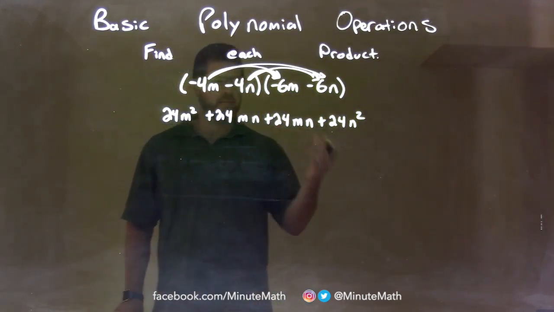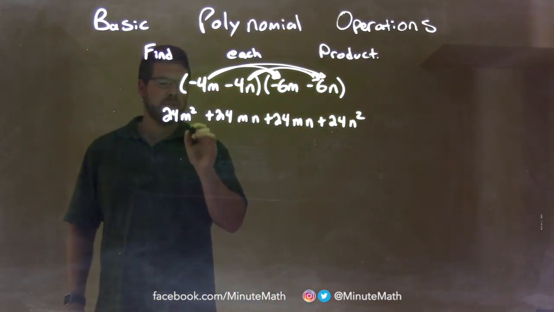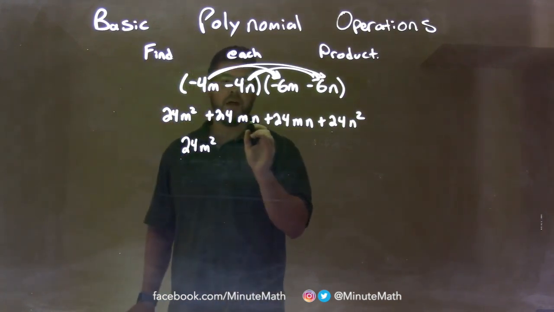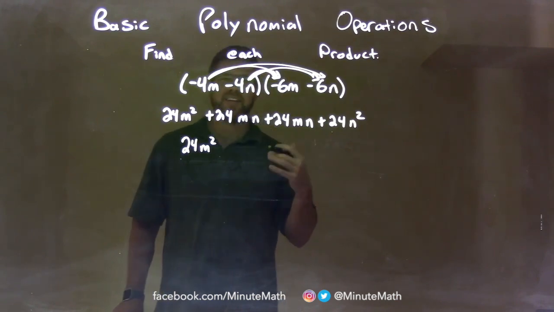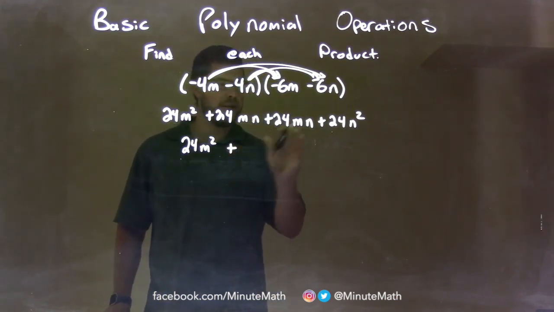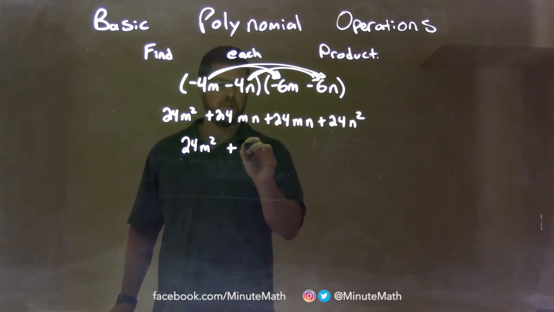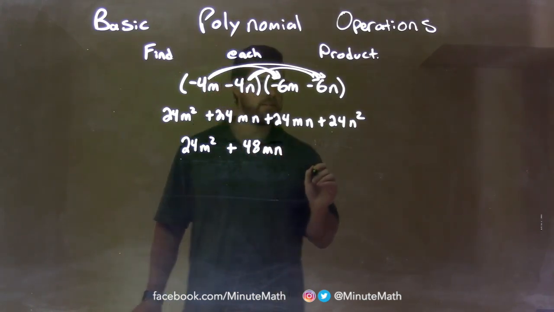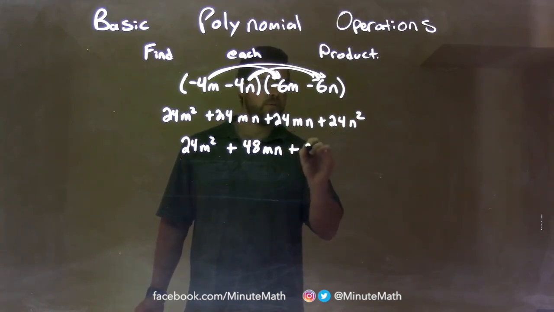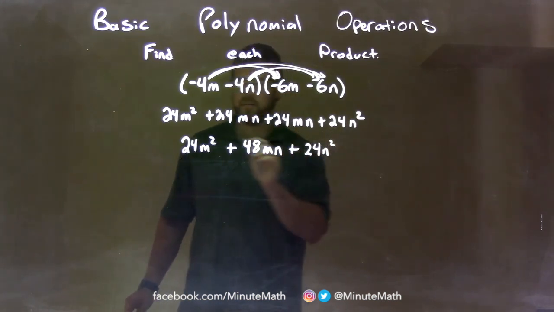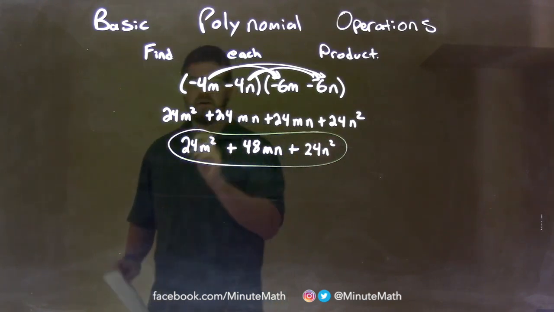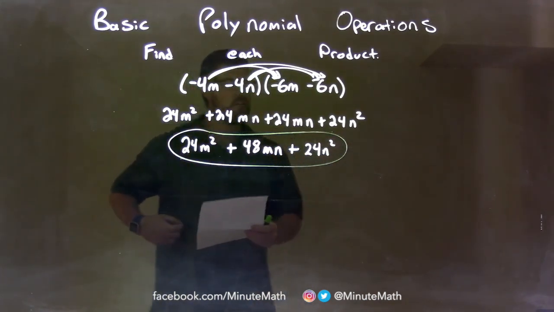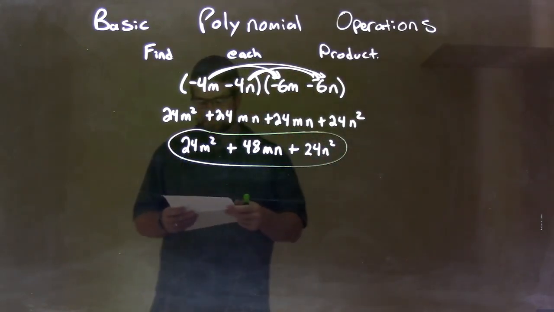So now let's simplify, let's combine our like terms. Well, 24m squared just comes down, 24m squared. But now I have 24mn plus 24mn. That's a 48. So that's a like term, same variables, they're being multiplied, so we have plus a 48mn. Then we just bring down here the 24n squared. And we get our final answer here of just 24m squared plus 48mn plus 24n squared.